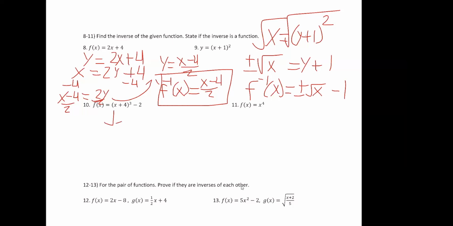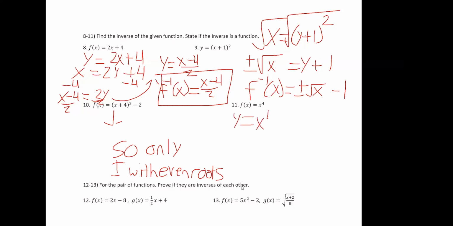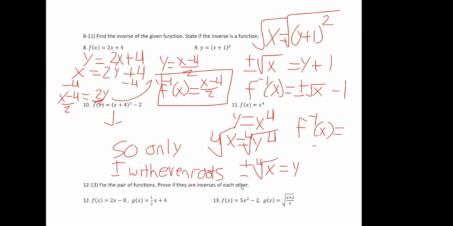But for this question here, when you take the cube root of both sides, you don't have to put a plus or minus. So only with an even root. So for example, number 11, when you take the 4th root of both sides, you've got to put a plus or minus. This would be plus or minus the 4th root of x equals y, or your inverse would be. So only when you're doing an even radical do you put a plus or minus.